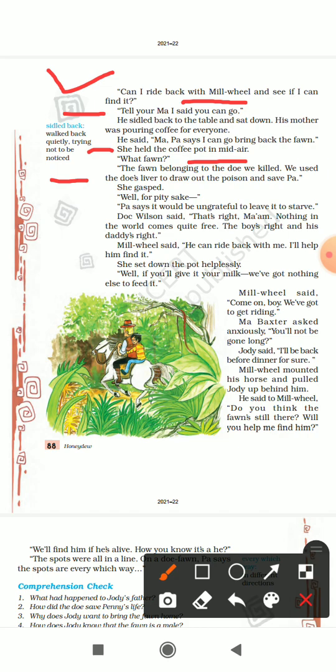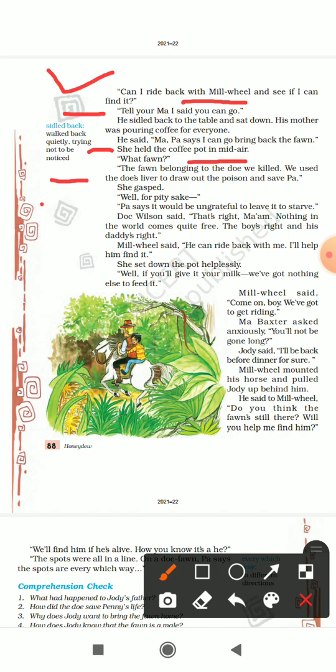So when Jody went to his mother, she was pouring coffee in the cups for everyone, and Jody said that he wants to bring the fawn home. Her mother was pouring coffee and the pot in her hand remained in the air. She said, "What fawn?" Then Jody told her that it was the fawn who belonged to the doe they killed. And her mother said, "Well, for pity's sake." Her mother showed pity.